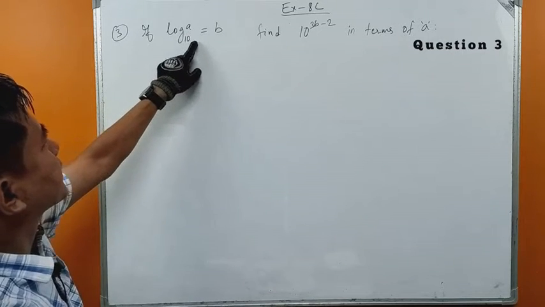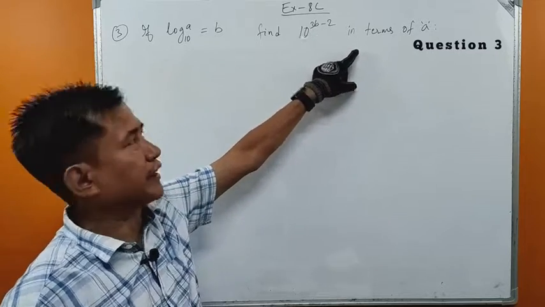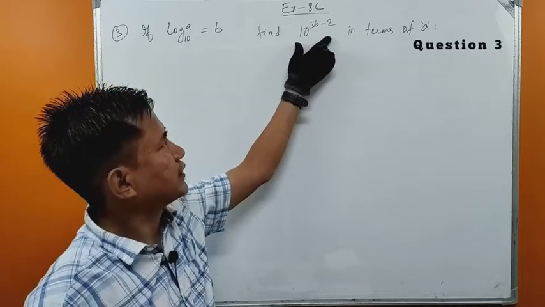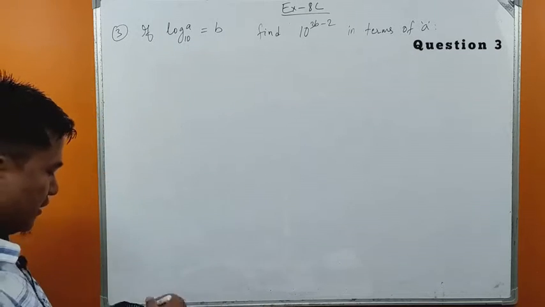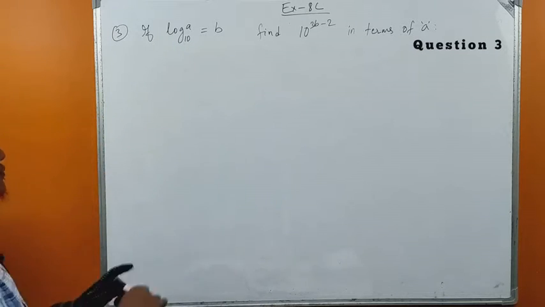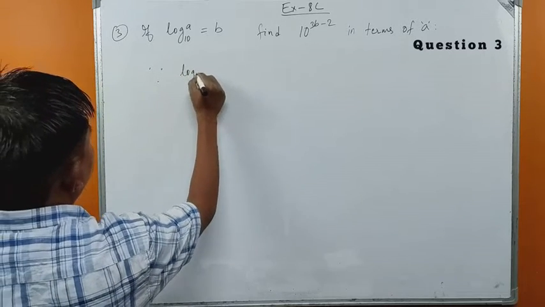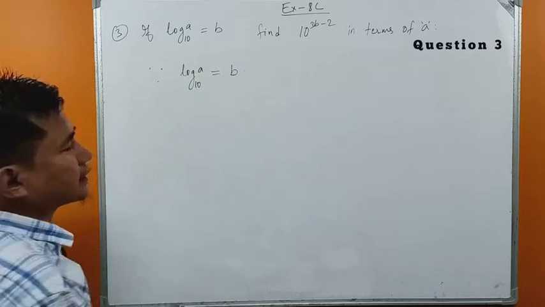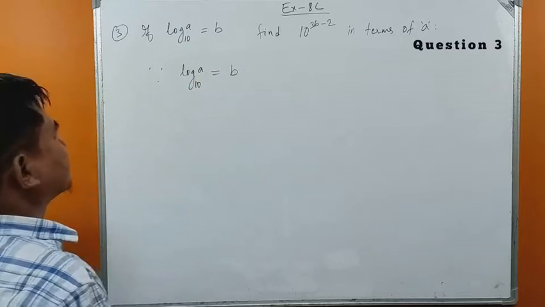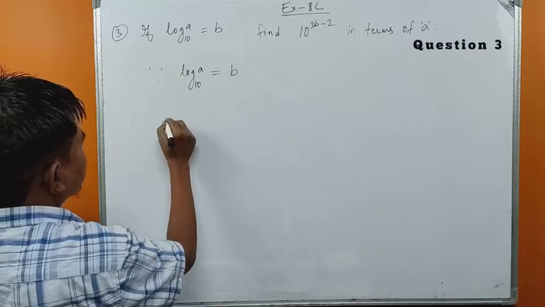Log a to the base 10 equals to b. Find 10 to the power 3b minus 2 in terms of a. So we are asked to find this in terms of a, and the condition is log a to the base 10 is b. Since the given condition is log a to the base 10 equals to b, this is a logarithmic equation, isn't it? So we will convert this equation to exponential form.